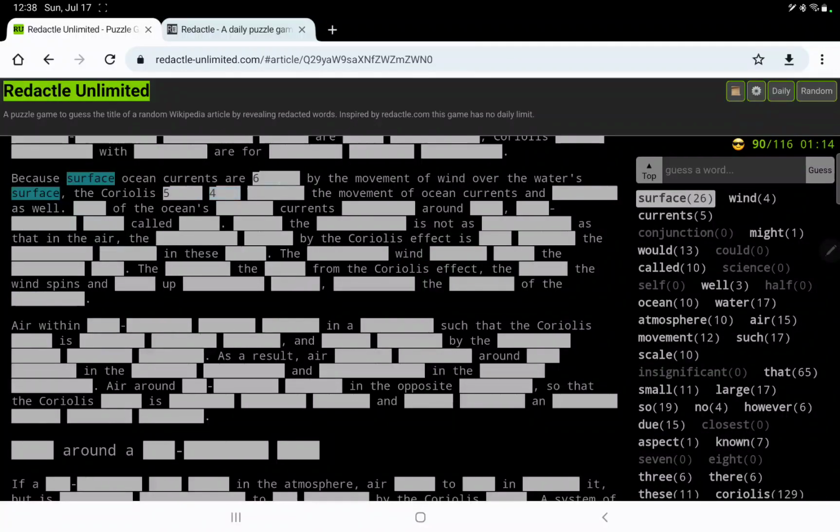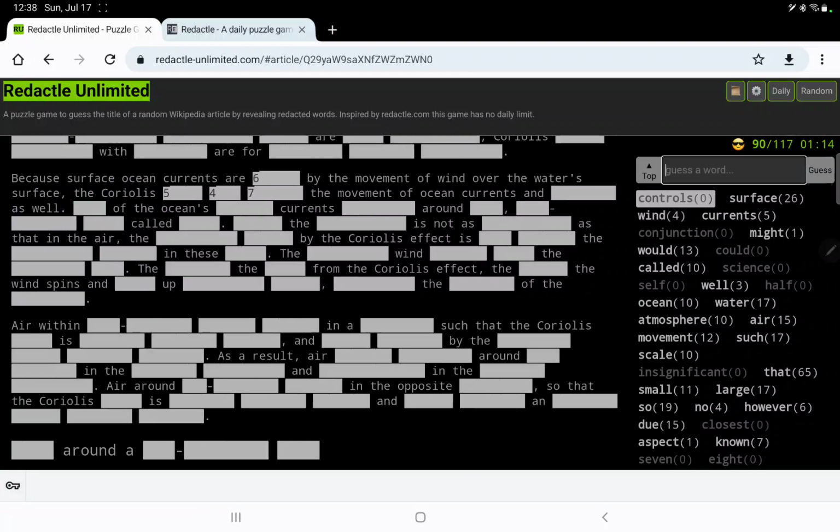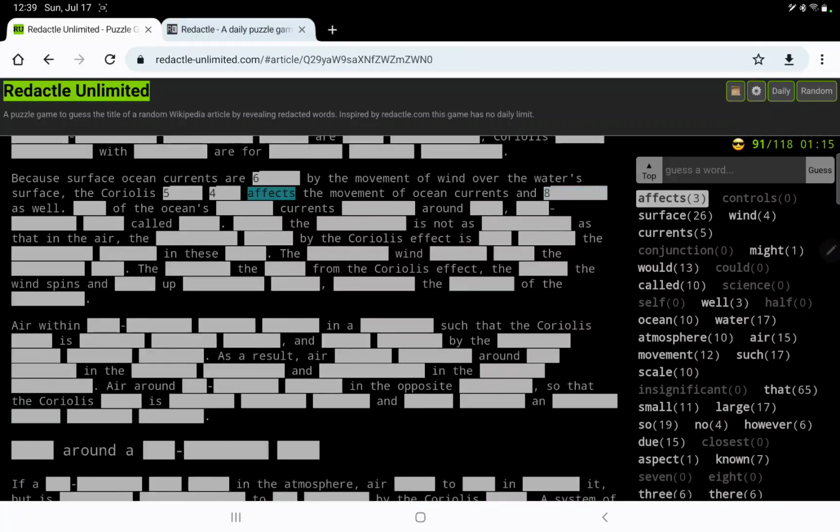The Coriolis 5 controls effects. Okay, the Coriolis 5.4. So the Coriolis 5 is the title. So then what is 4? An adverb? Ocean currents, and 8 as well.